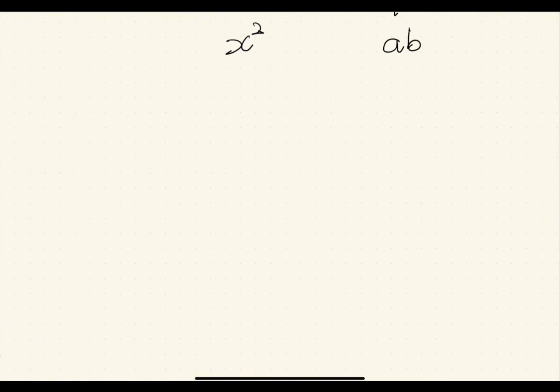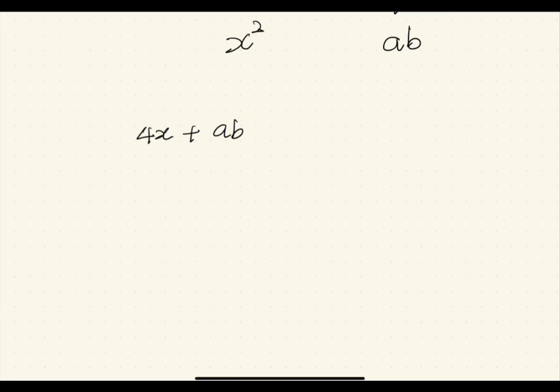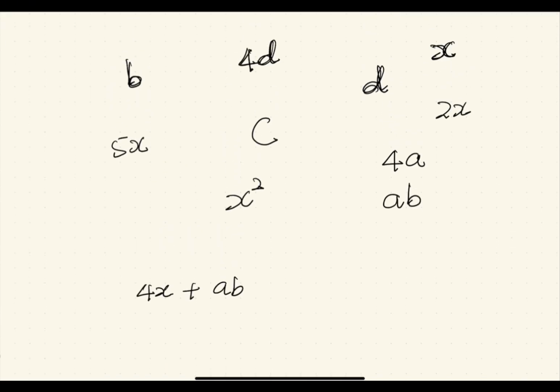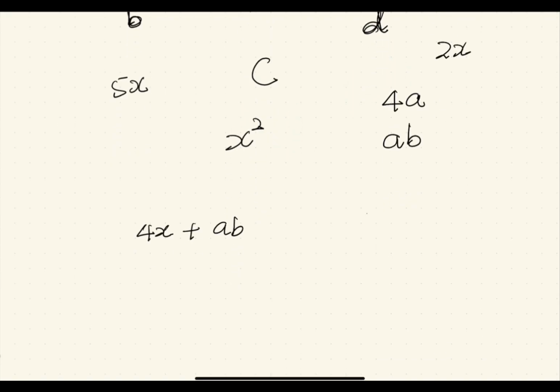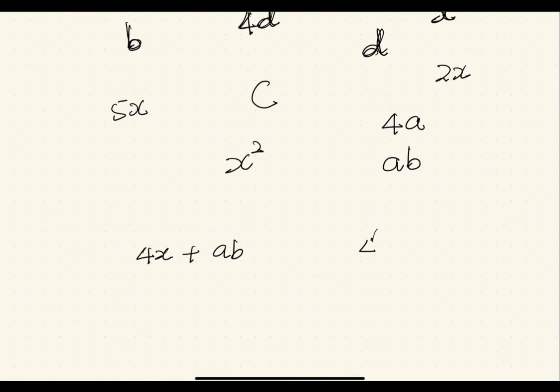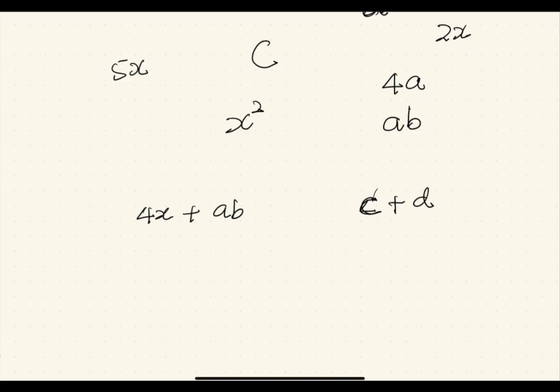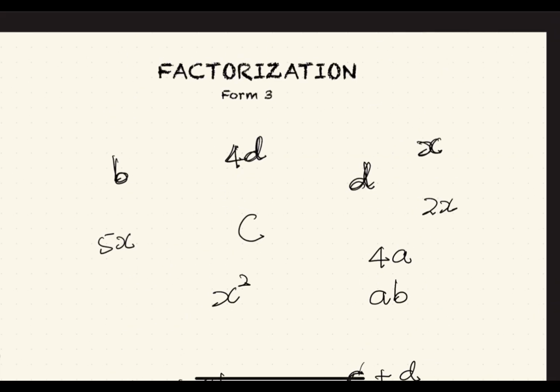So let's talk about 4x plus ab. It's also a way of expressing this. And even if we can collect D and C and we add them together, we can create new expressions. For example, C plus D as a new expression. We can also create another expression like x squared, this expression that we have here, and we subtract it with AB. So these are all kinds of expressions that we can come up with.